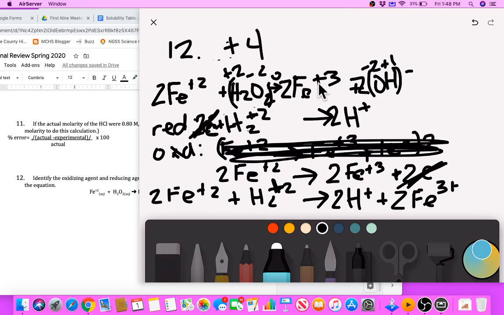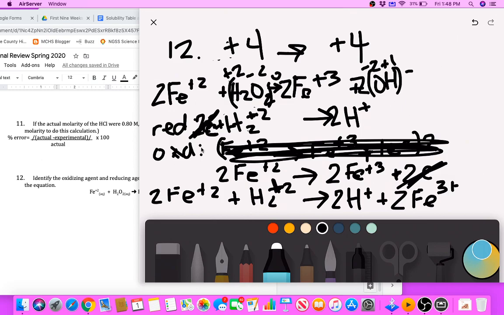Over here we have plus 6, and this is negative here, and this is 2, so 2 negatives. So plus 6 minus 2 gives me plus 4. So our charges on both sides are also the same. So now this is our balanced redox reaction.